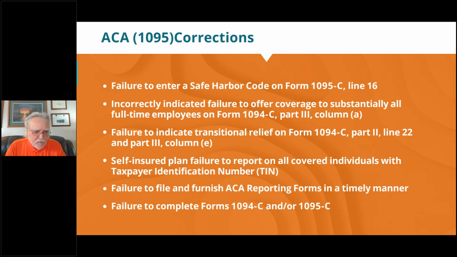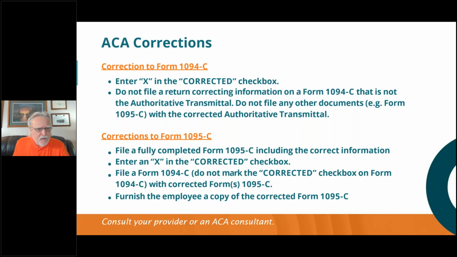If you fail to file and furnish an ACA form in a timely manner, so you just didn't get it done on deadline, there's a grace period. But if you fall outside that grace period, you'll have to file corrections. And then failure to complete the form 1094C or 1095C. If you don't do it at all, again, you'll have to file corrections if you're outside of the grace periods.